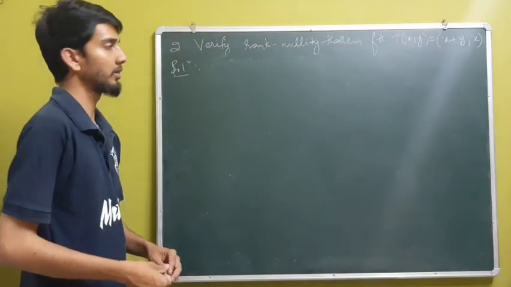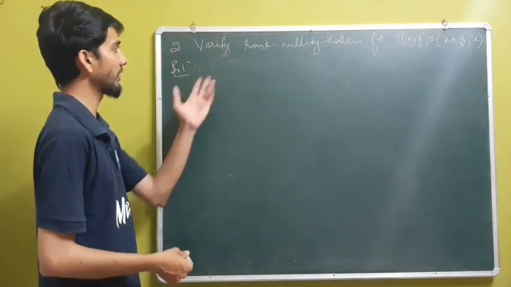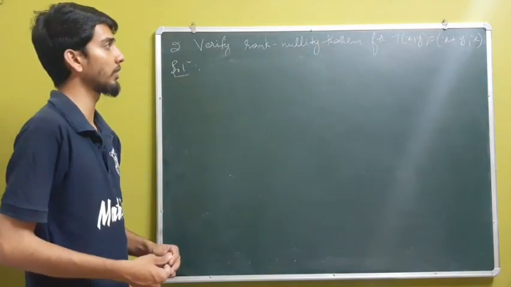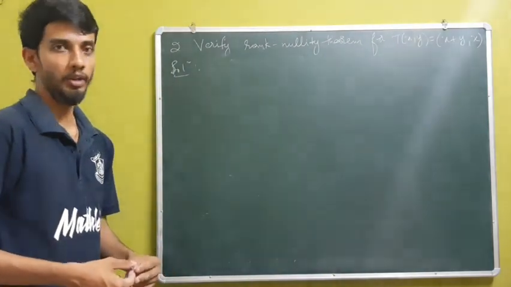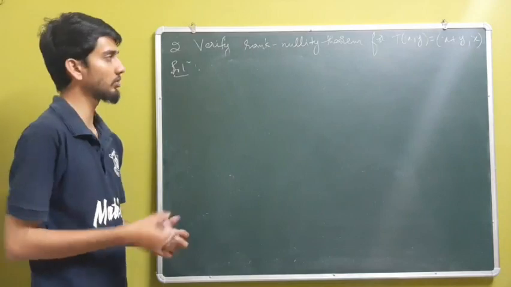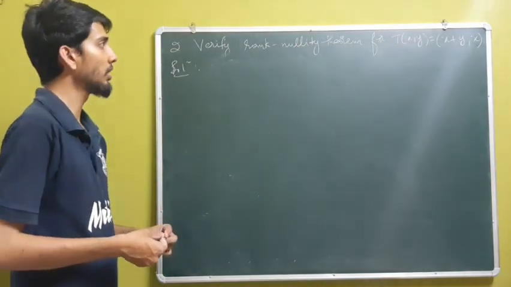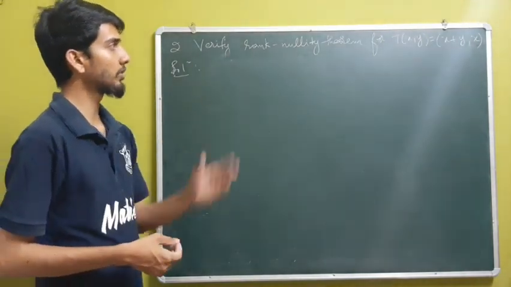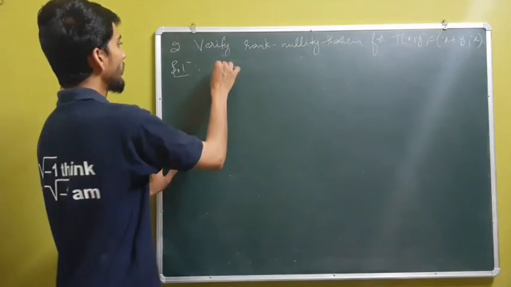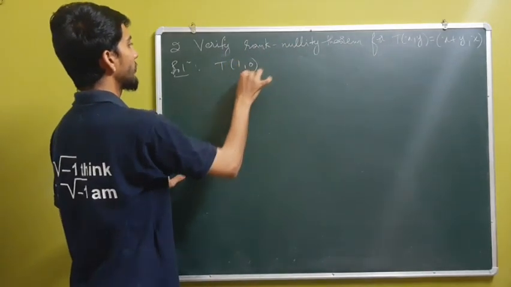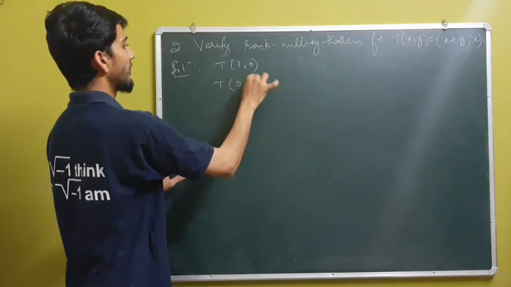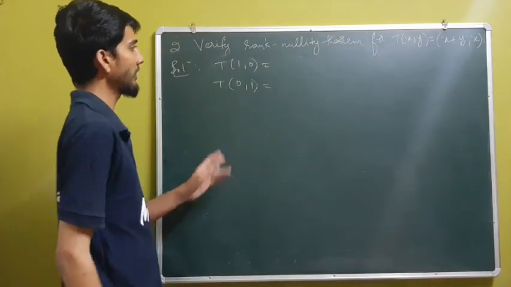And we have the same kind of problem. Given T, verify the rank nullity theorem for T of x, y equal to x plus y, comma x. In the previous kind we had a matrix, so we have one more step to do in this problem. So given that the linear transformation is from R2 to R2, we will consider the standard basis for R2, which is nothing but T of 1, 0 and 0, 1.